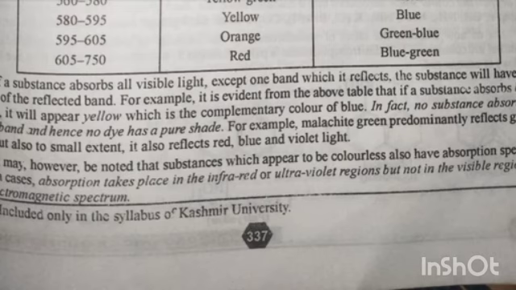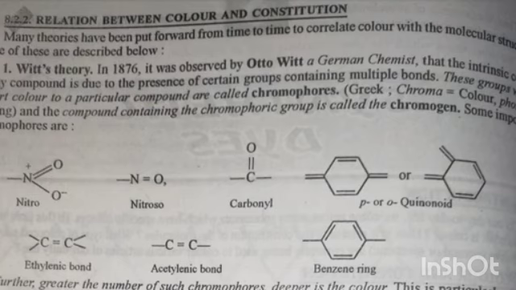Relation between color and the constitution. Many theories have been put forward from time to time to correlate the color with the molecular structure. Some of these are described below. Witt's theory. In 1876, it was observed by Otto Witt, a German chemist, that the intrinsic color of any compound is due to the presence of certain groups containing multiple bonds. These groups, which impart color to a particular compound, are called chromophores.